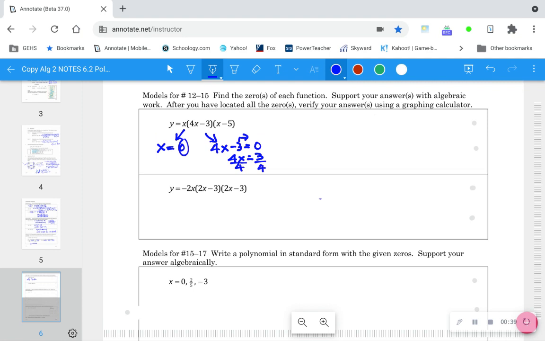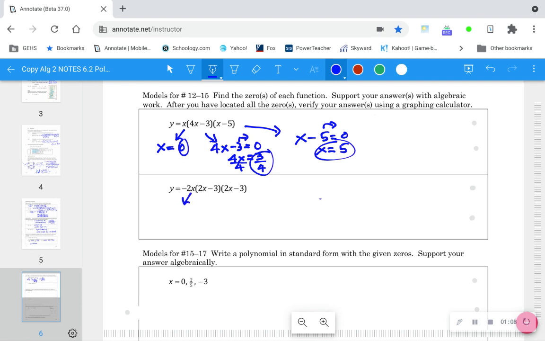Now on the next section, you're going to have to go backwards from this answer. And to do that, you put the 4 in front of the x and then change the sign of the other number. And that'll take you all the way back up to the start. Okay, we got one more here, x minus 5. When you set that equal to 0, you end up with x equals 5. So there's our zeros. All right, so 0, 3/4, and 5 are the zeros there.